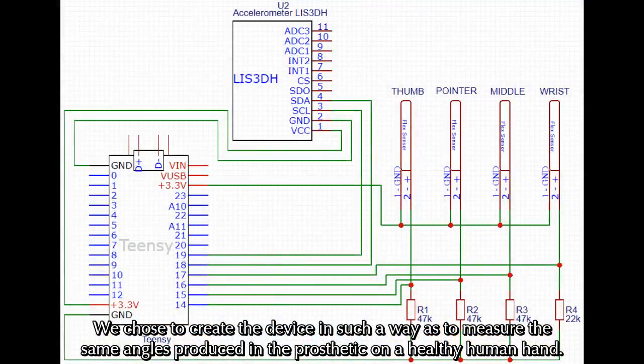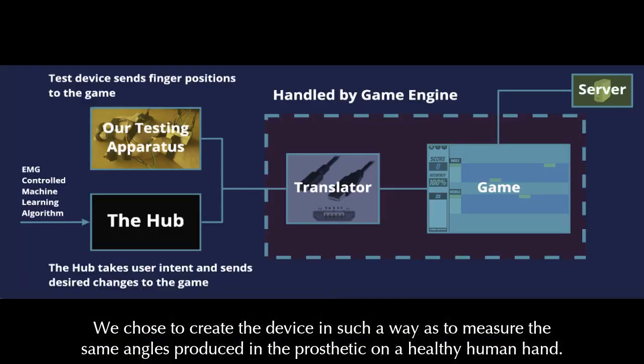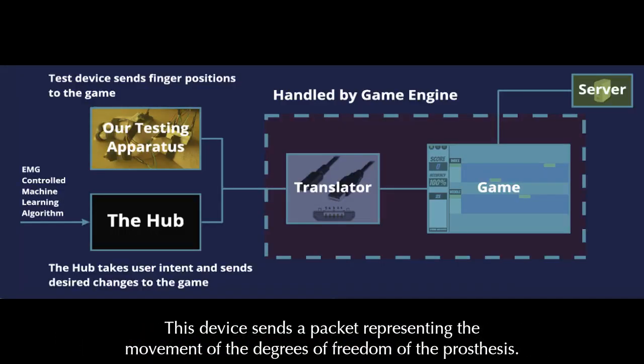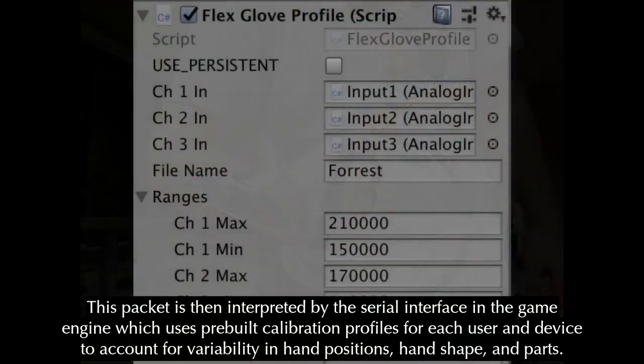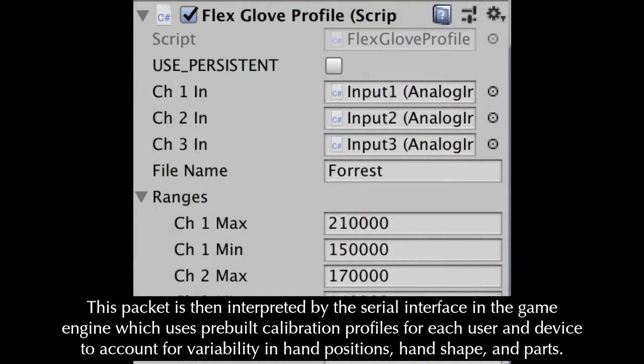We chose to create the device in such a way as to measure the same angles produced in the prosthetic on a healthy human hand. This device sends a packet representing the movement of the degrees of freedom of the prosthesis. This packet is then interpreted by the serial interface in the game engine, which uses pre-built calibration profiles for each user and device to account for variability in hand positions, hand shape, and parts.